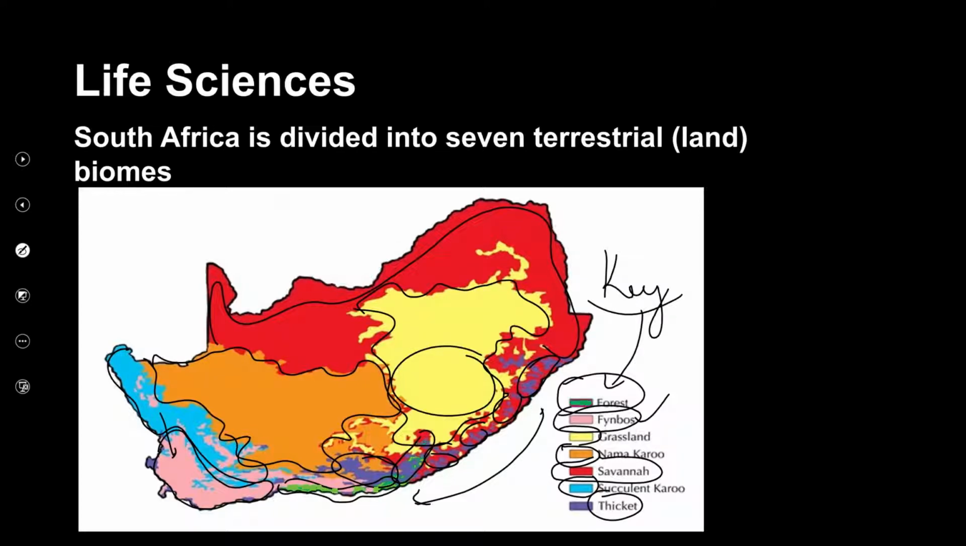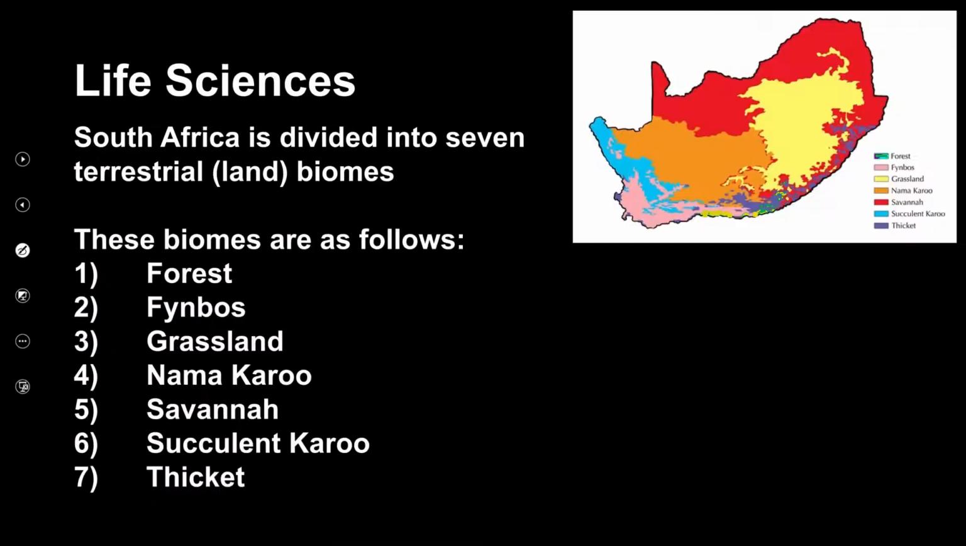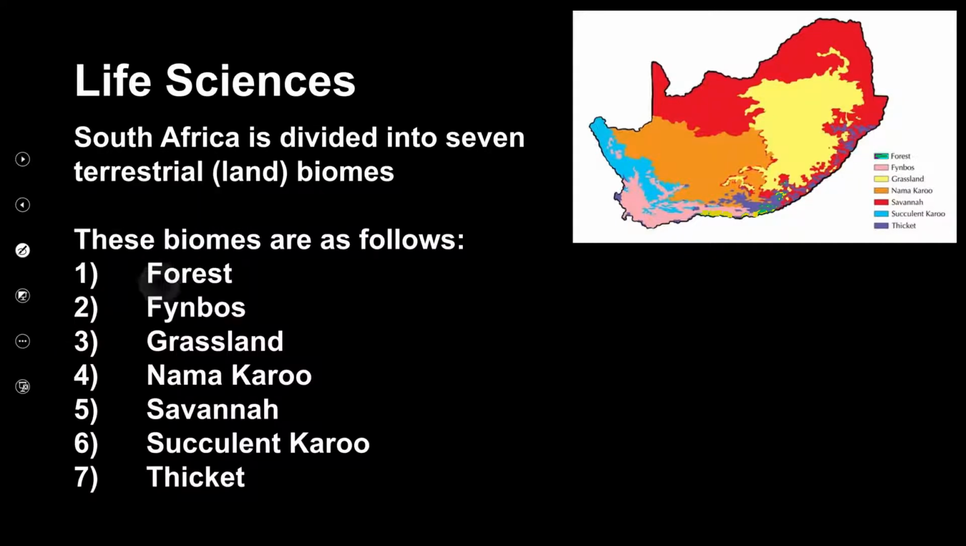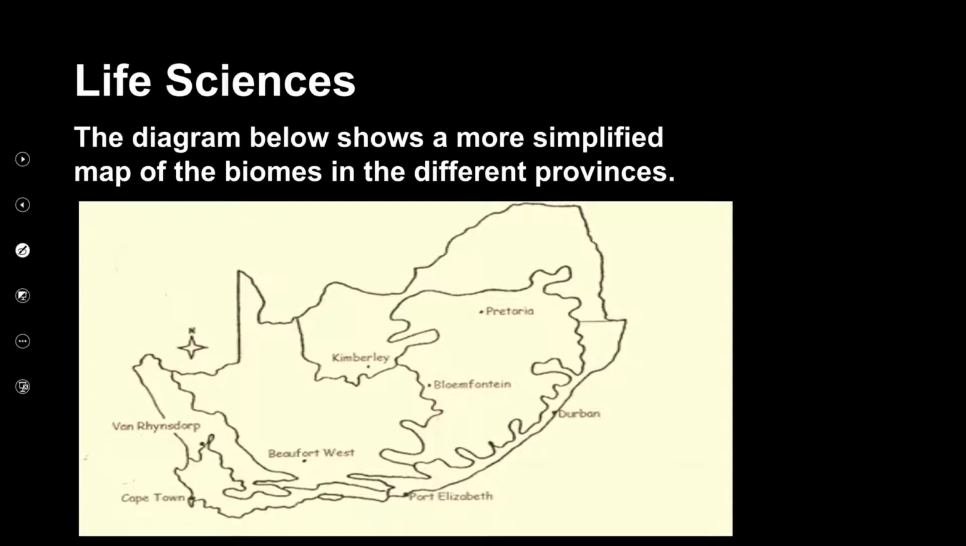So guys, that's just a quick overview of these biomes. As we move on, it's important that we recognize these biomes and learn where these biomes are. It's important that biomes are understood in the context of where they are. So as I mentioned, we've got the forest, the fynbos, the grasslands, the Nama Karoo, the Savannah biomes, the succulent karoo, and your thicket. Let's look at the context of these in terms of where we are in different provinces.